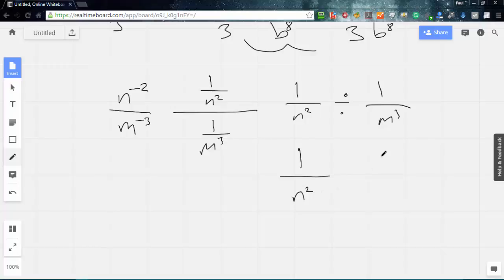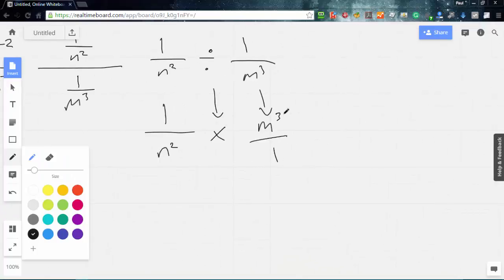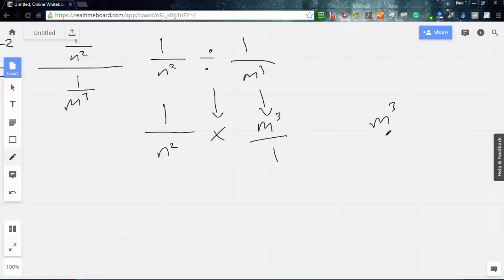And when you're dividing, as with any fraction, the fact these have just got letters on them doesn't mean they're treated any differently to any normal fraction. So what you'd normally do with a fraction is turn the division sign into a multiply and turn the second fraction upside down. Then 1 times m cubed is m cubed, and n squared times 1 is n squared. And there we are, that's that one done as well. So hopefully this helps you a bit.